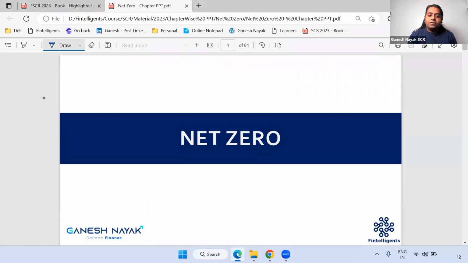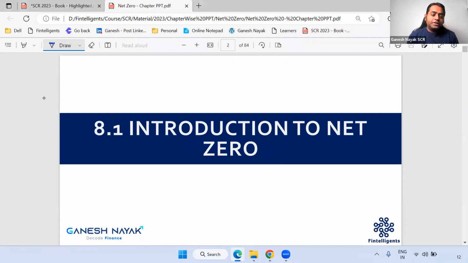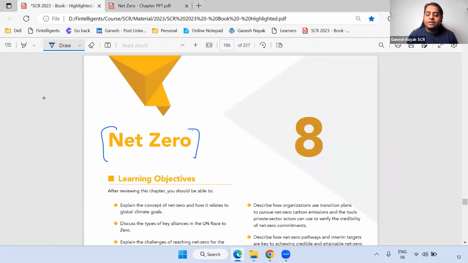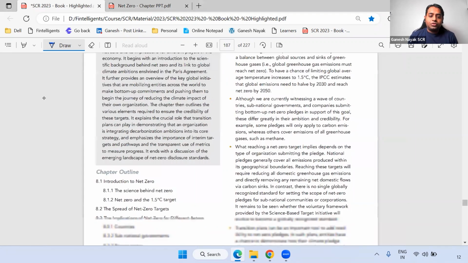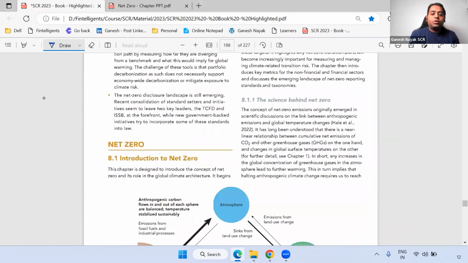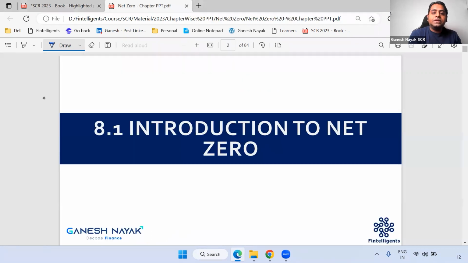When we talk about net zero, the chapter discusses the introduction of the net zero part. That is what is being highlighted over here. Then they have moved towards the science behind the net zero concept. Let us first talk about the introduction.